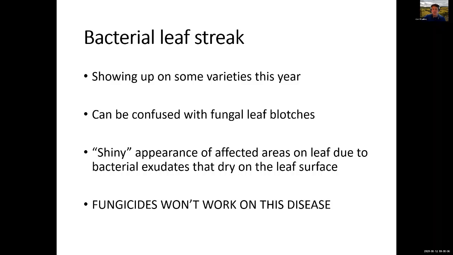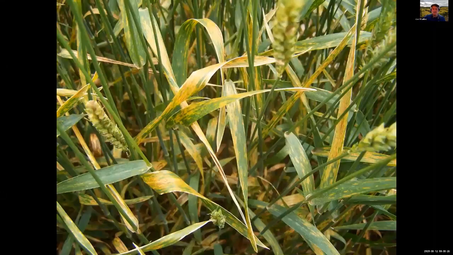One of the ways to maybe help differentiate bacterial leaf streak from some of the fungal leaf blotches is that the pathogen starts to basically exude bacterial cells out of the lesion that you see on the leaves, and those will dry on the surface of the leaf, and it will give the leaf a little bit of a shiny appearance. And here's a picture of some bacterial leaf streak. If you can see my cursor on here, this area here, you can kind of see how that's a little bit shiny.